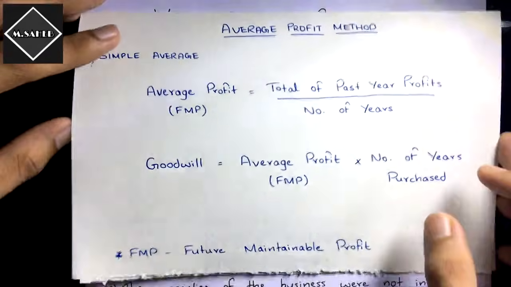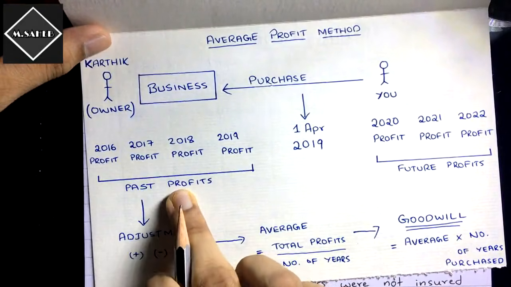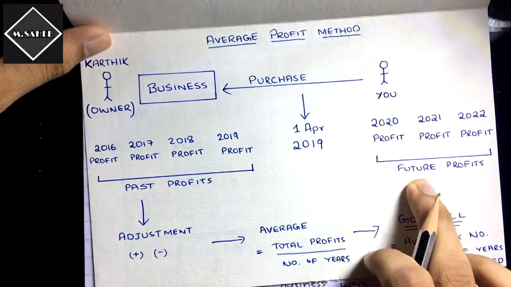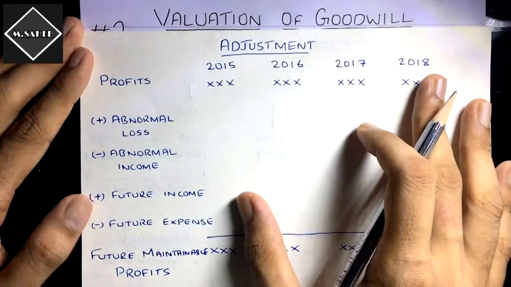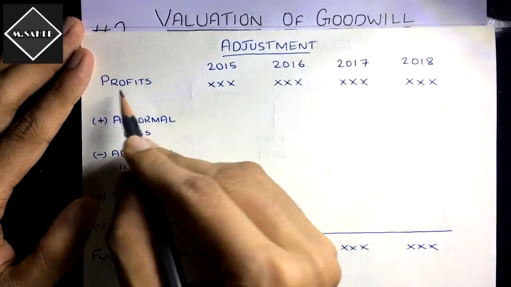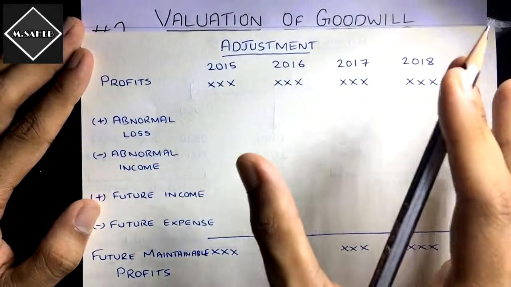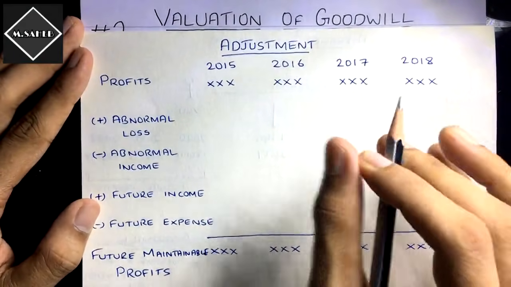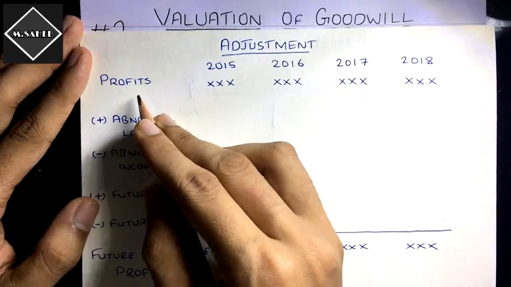Now let's see the adjustment that we need to do, the adjustment to adjust the past profits for the future. Here we have the format of adjustment. Here you are going to adjust the past year profits that are given in the question for the future. You are going to correct, or repair them. So you are going to adjust the profits of the past.